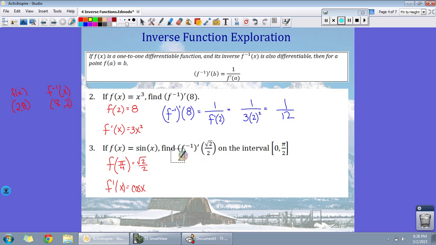So when we answer this question, we're going to do 1 over the derivative of the original at pi over 4, so 1 over cosine of pi over 4, which is 1 over the square root 2 over 2. And when you take the reciprocal and then rationalize the denominator, the answer is square root of 2.